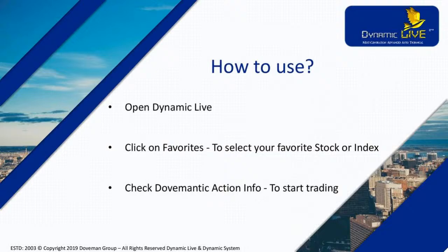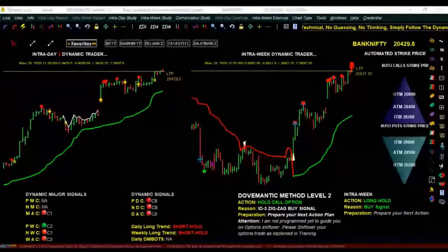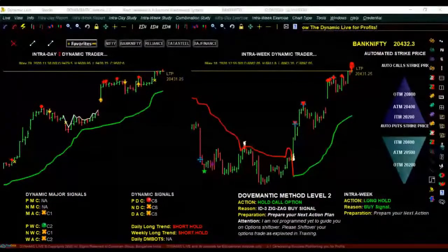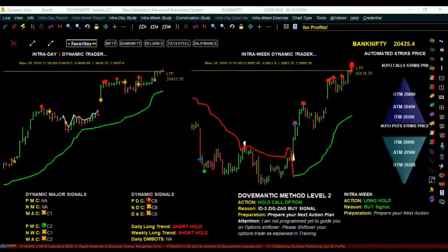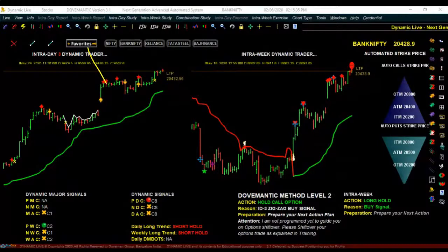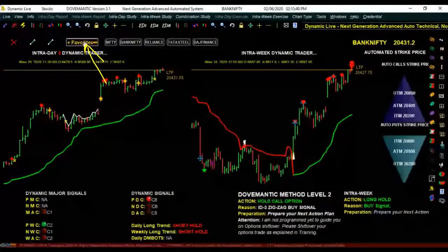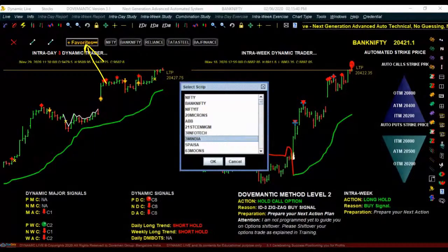So today, let's have a look at the Dynamic Live in the real-time market to understand how easy these 1, 2, 3 steps really work and how one can benefit from it. Now, for that, I request any of you to suggest your favorite stock or index so that we can see what this Dynamic Live is telling us to do. Remember, the first step is to add your favorite stock or index: you just have to click on this favorites here. Once you click on it, a drop down will appear. Now in this drop down, you can select any of your favorite stocks.